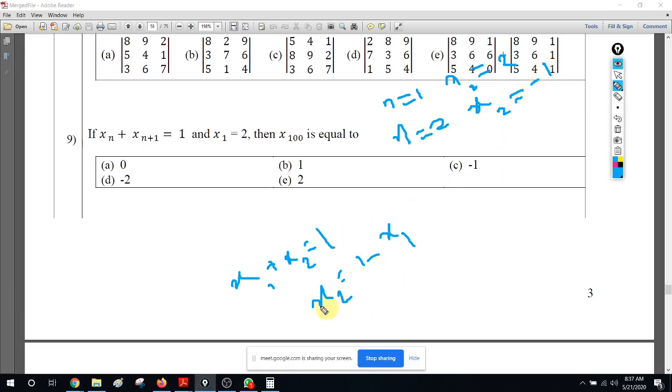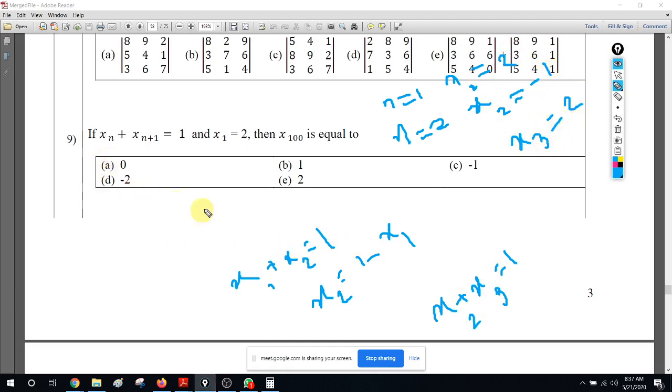Now let's put n equal 2 here. That is x2 plus x3 equals 1. We have found x2, which is minus 1. Taking minus 1 over there, 1 minus (minus 1) is 2. So x3 equals 2.